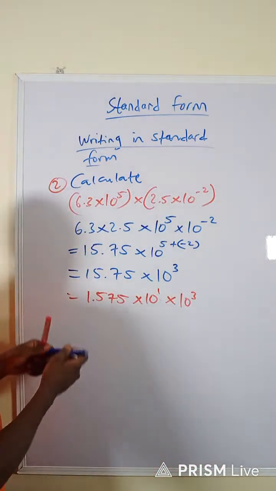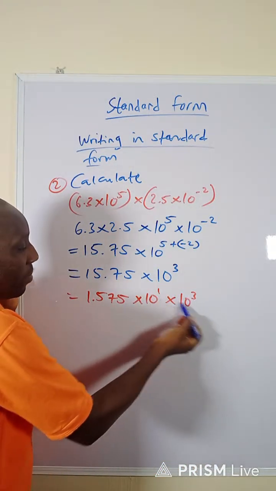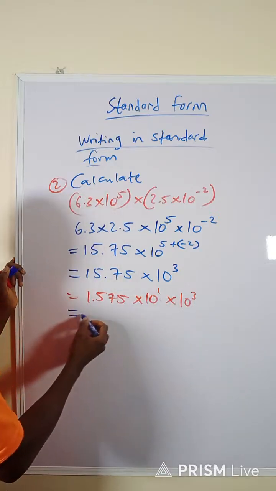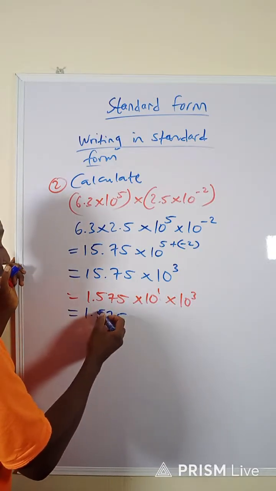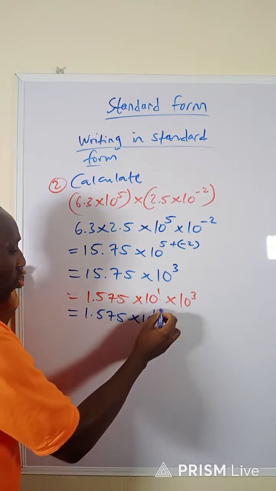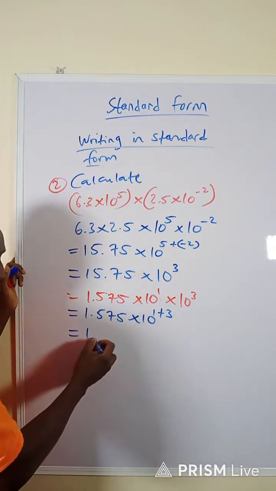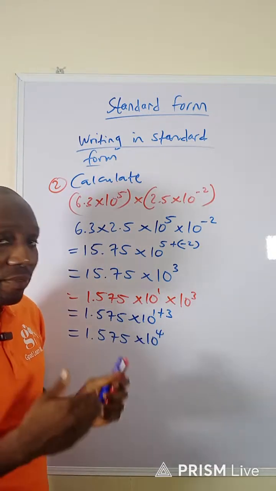So use the laws of indices here. Same base, we're multiplying, so add the powers. So this will be 1.575. Again, for some of you that will say, but this is too long, why am I doing it like this? Because of students that I have or that learn from this.